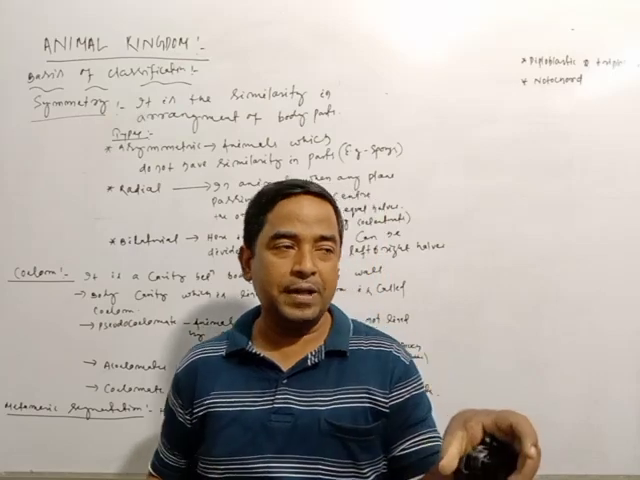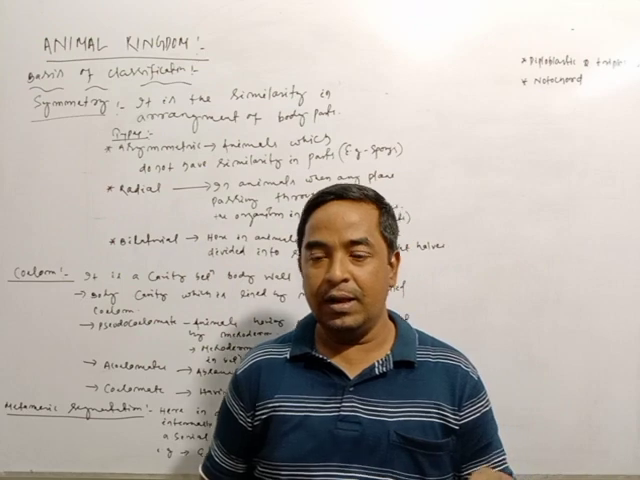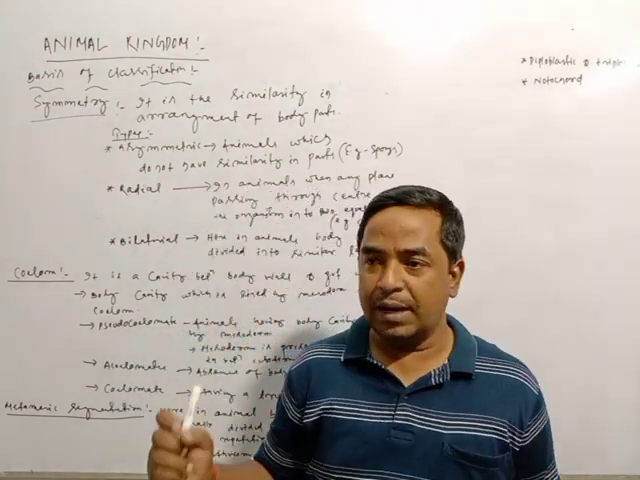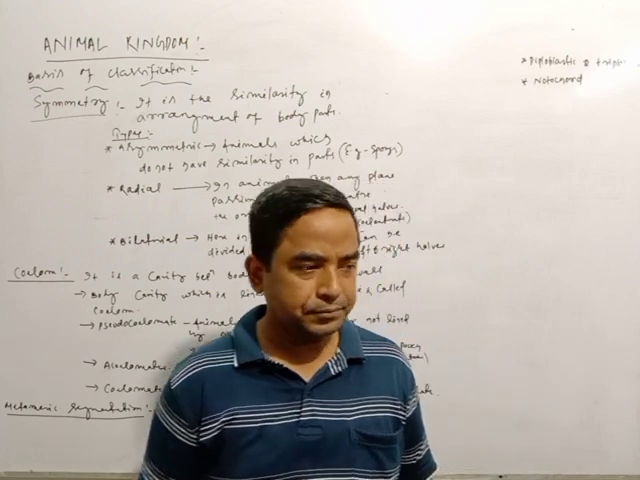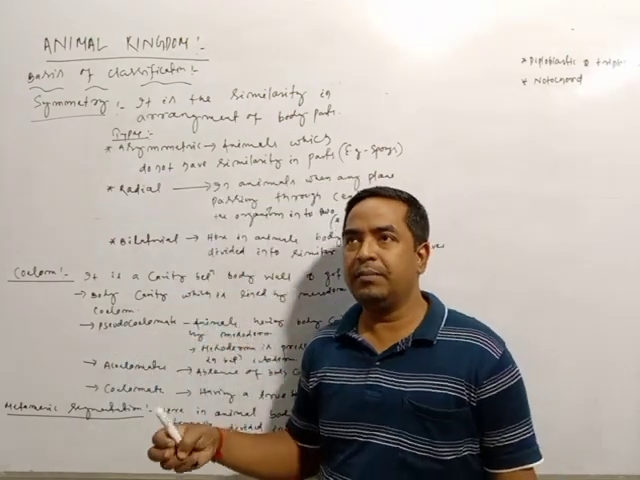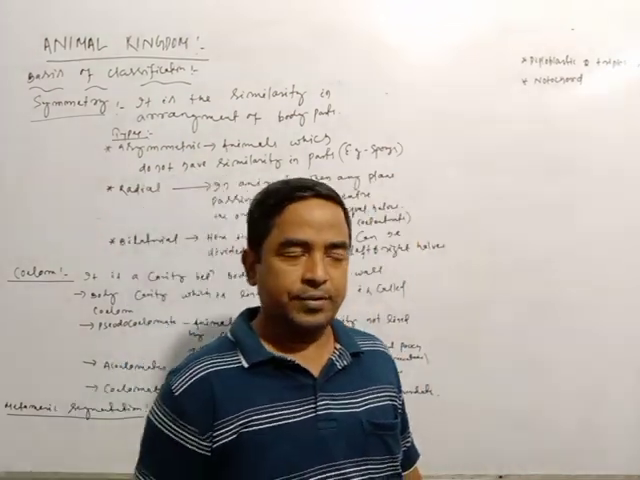Coelom is the space between the elementary canal or gut or food pipe and the body wall, and it is developed from the mesoderm. Then, based on the presence or absence of coelom, there may be acoelomates, coelomates or pseudocoelomates.